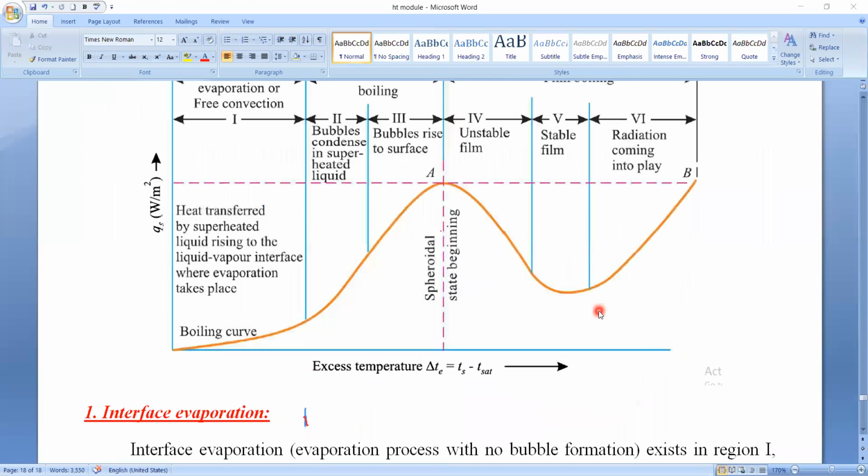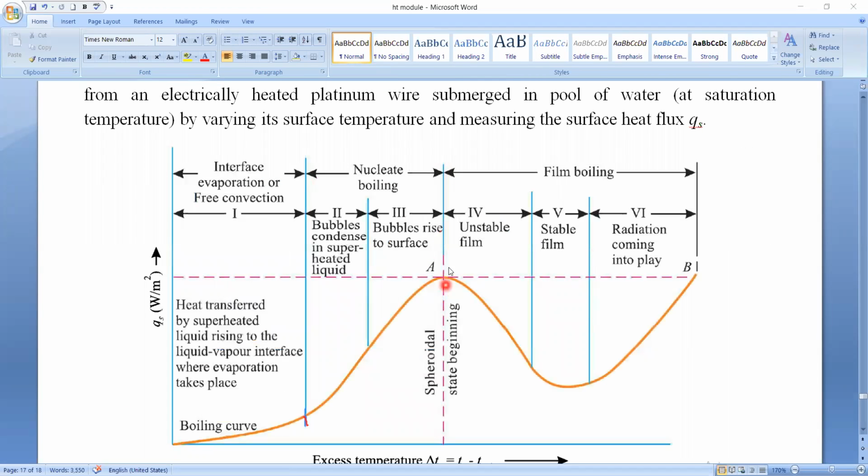Let us see this curve. This point A is called the boiling crisis, or the critical heat flux, where the heat flux is maximum. It is around 1 megawatt per meter square.